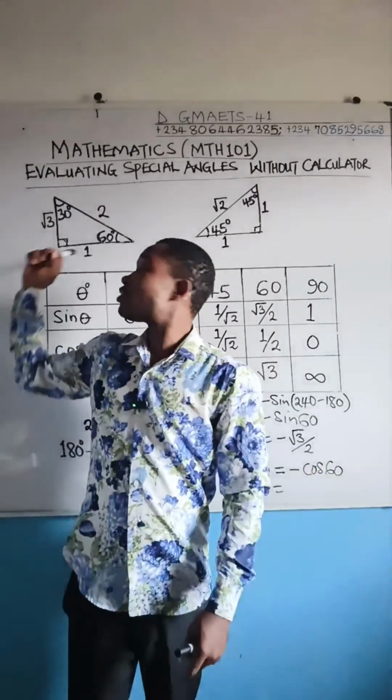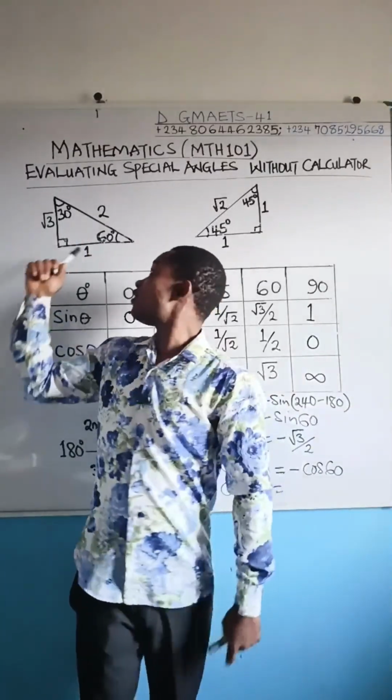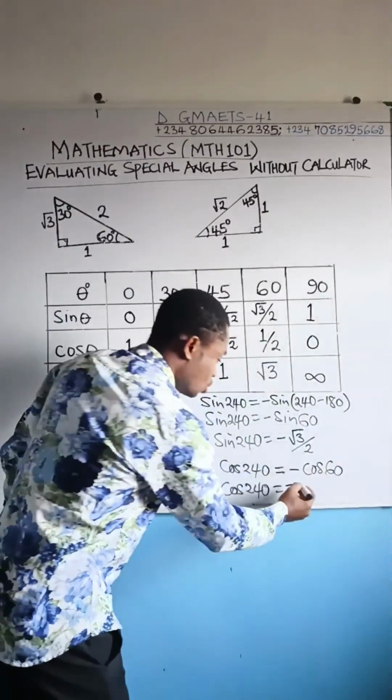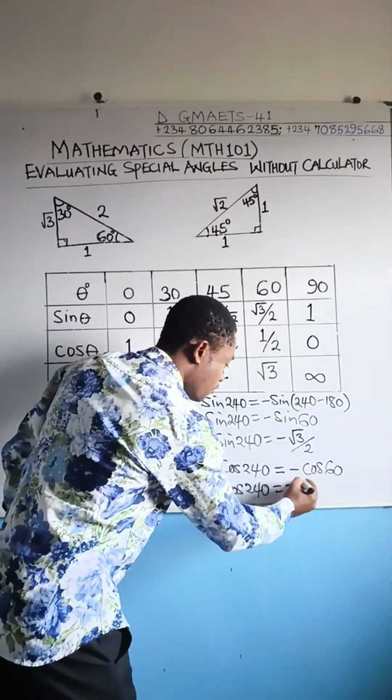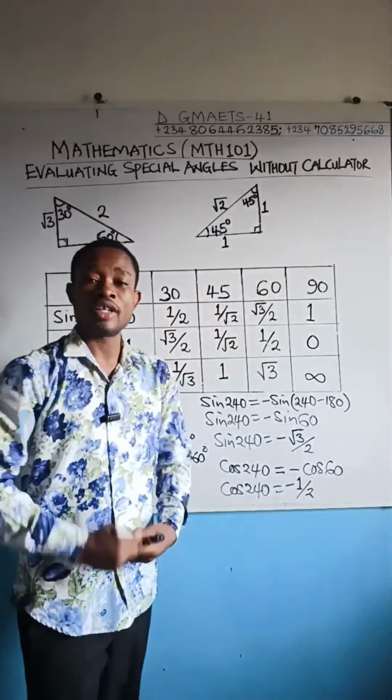And what is the value of minus cos 60 from here? Cos 60, adjacent over hypotenuse, will give us 1 over 2. So minus cos 60 will now give us minus 1 over 2. And this is actually the value of cos 240.